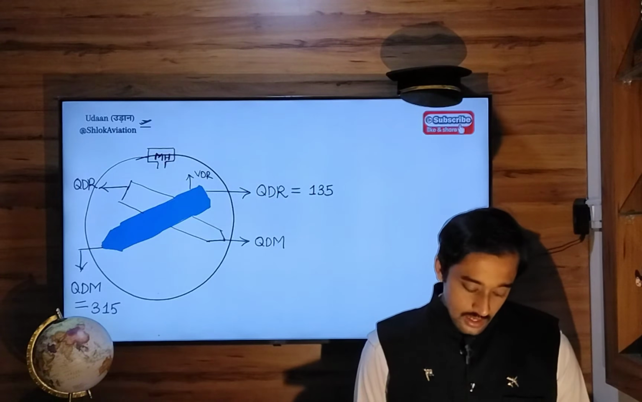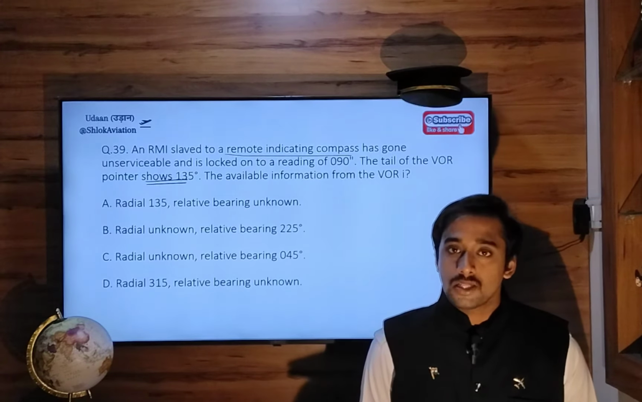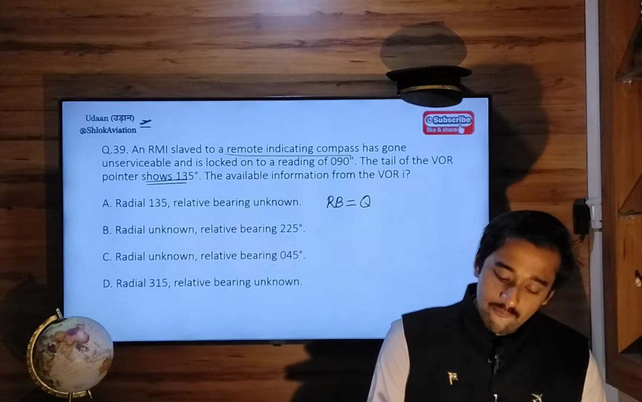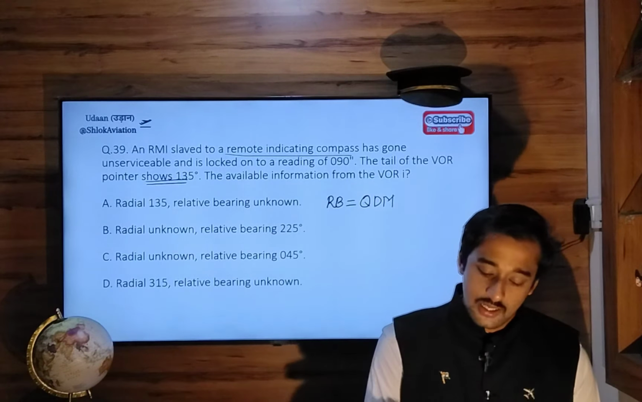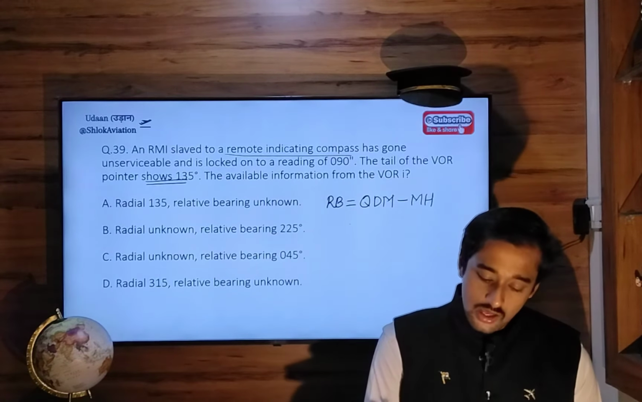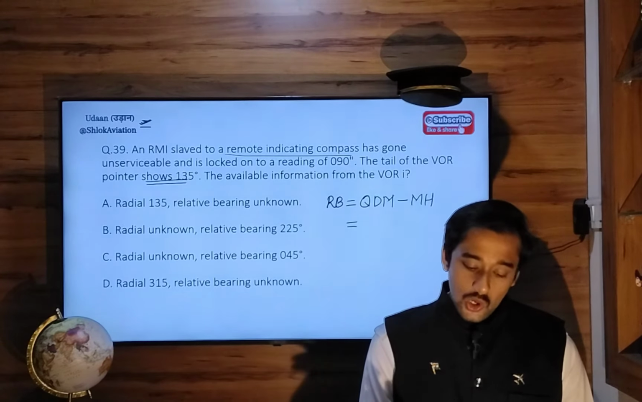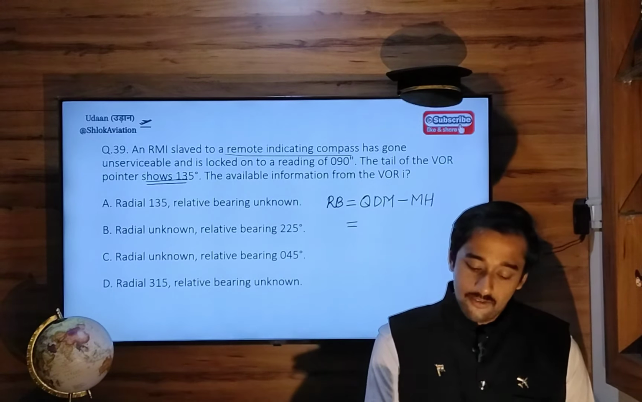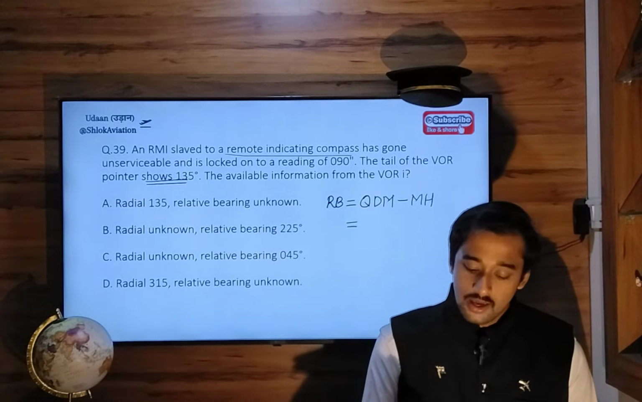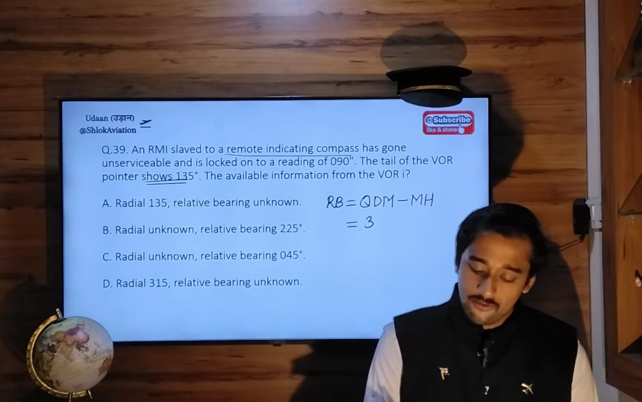Okay. Next thing, relative bearing. Can we find out relative bearing from this question? The formula for relative bearing is QDM towards the NDB station minus magnetic heading, right? So now in this particular question we have QDM. Now this can be NDB or VOR station, right? So let's consider the VOR station. We know the QDM for the VOR station is 315.